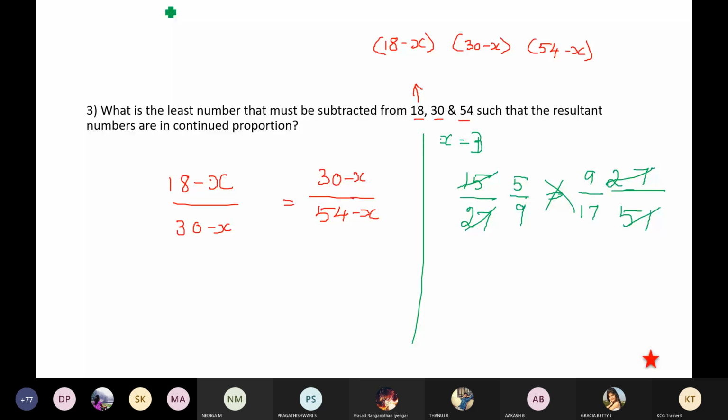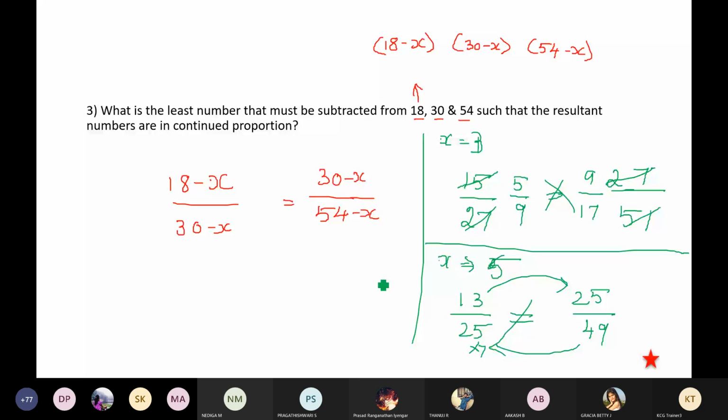Let's see if that satisfies for 5. One says 5 and one says 6. Let's check for both. When x is equal to 5, what happens? 13 divided by 25. And here it would be divided by 49. Straight away it is not possible because this will never be equal. Because this is not a 13 multiple and this is not a 7 multiple.